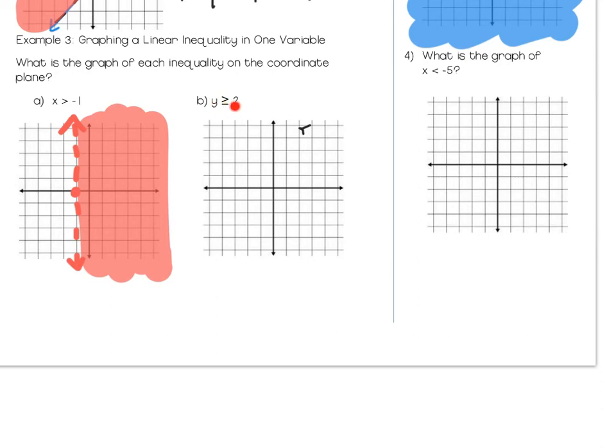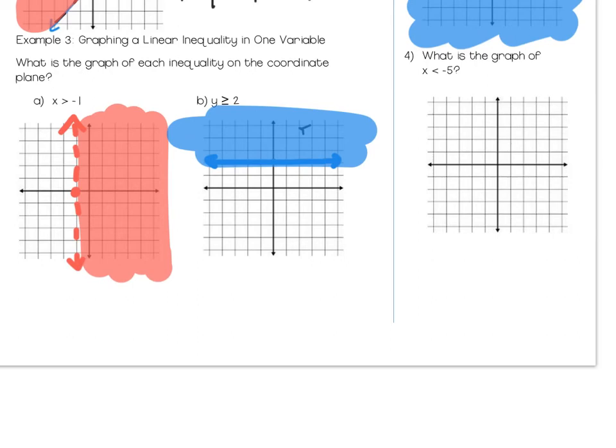B, y is greater than or equal to 2, so we're going to put a dot on the y-axis at 2. And then we're going to do a solid line. It's horizontal because it's y equals. And then we want to shade all the y's that are greater than or equal to 2. So that's going to be above 2.